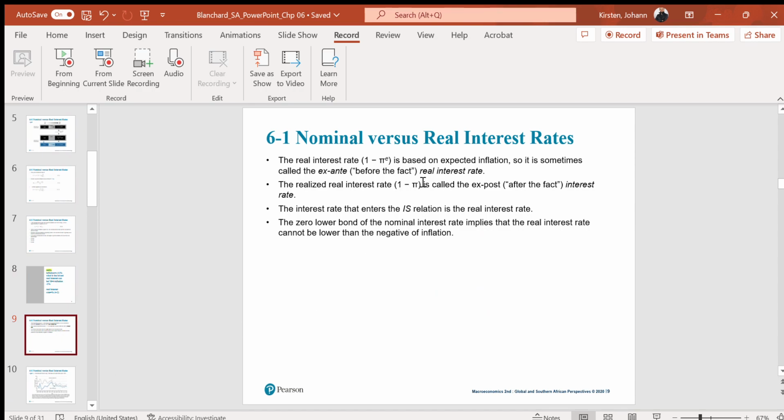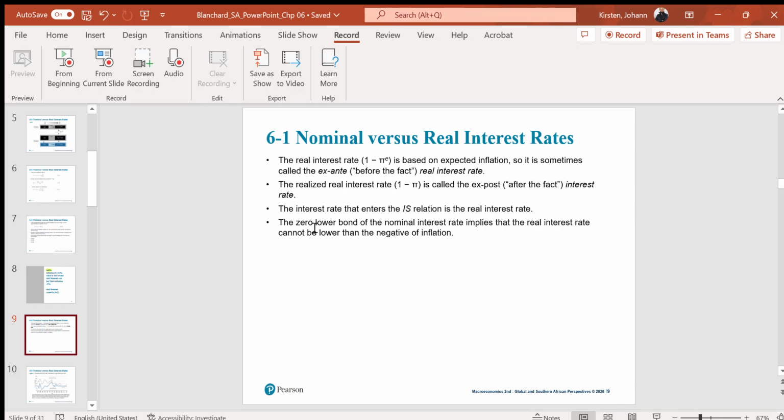The real interest rate is based on expected inflation. It's sometimes called the before-the-fact real interest rate. The realized real interest rate is called post-fact, after-the-fact interest. That's just to understand: one is based on expectations, and one is based on the current level of inflation. Just a theoretical note there. What we really want to do now is build it into our IS relation, so that's what we're going to do a little bit later on.